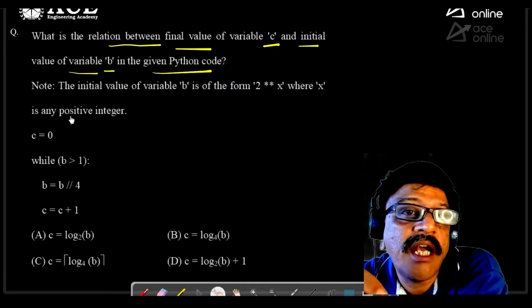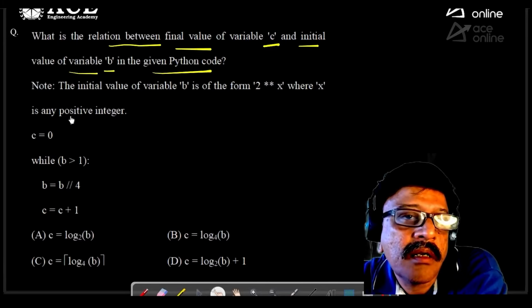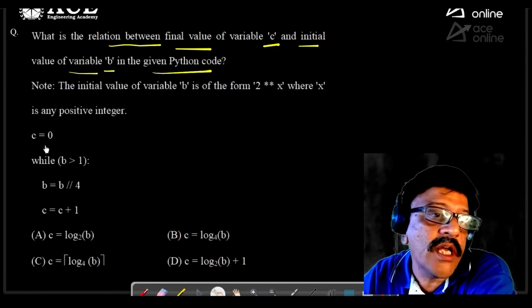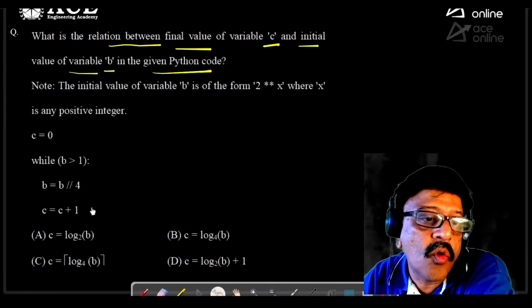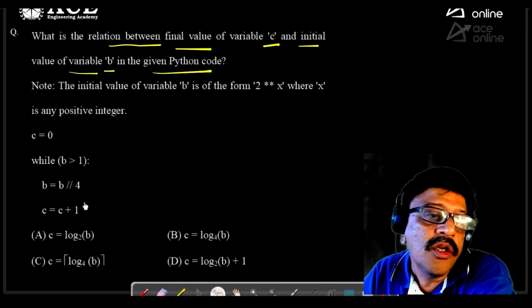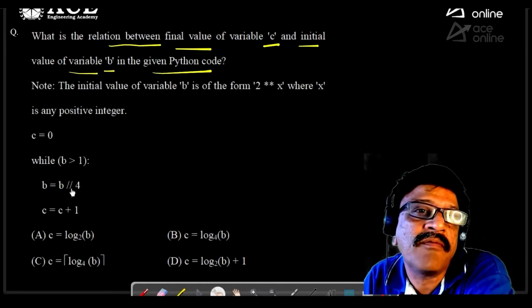So, B might be 4, 2 raised to 2. So, x is 2. B might be 16, 2 raised to 4. That is, x is 4. Okay. Then the code is given. They are asking when this code ends, what is the relation between C and B? You can see here actually, B by 4 has been done. B is equal to B by 4.